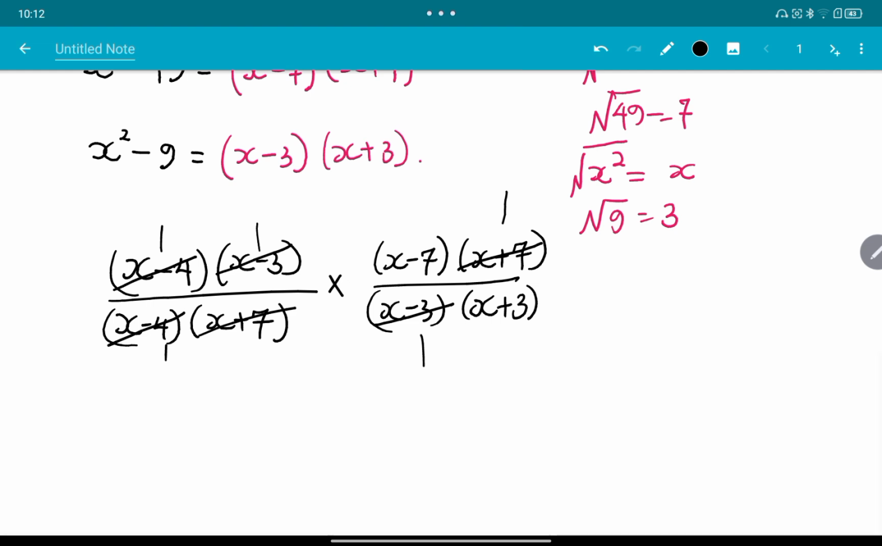So when that happens, what do I remain with? On the left hand side, everything has been cancelled. I only remain with something on the right hand side, which will be x minus 7 over x plus 3. That becomes your final answer. Okay, so that is how we handle multiplication and division of algebraic fractions.